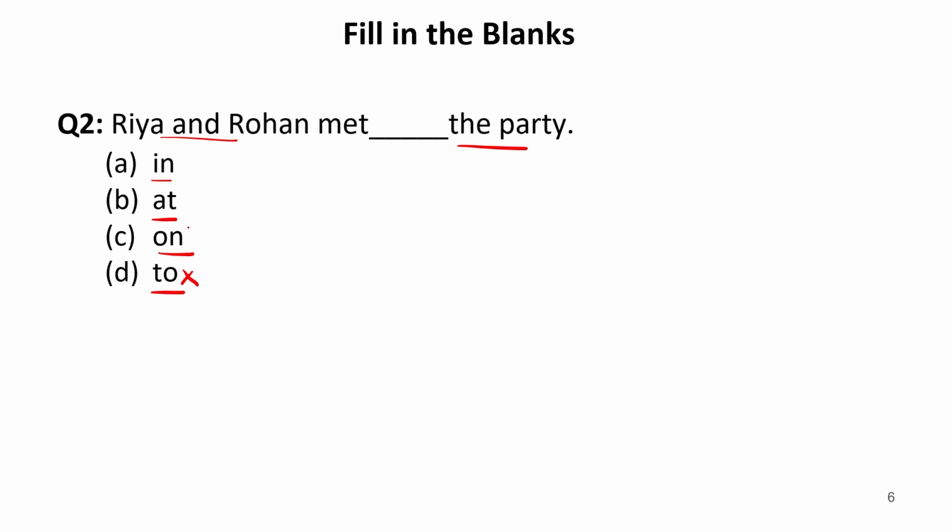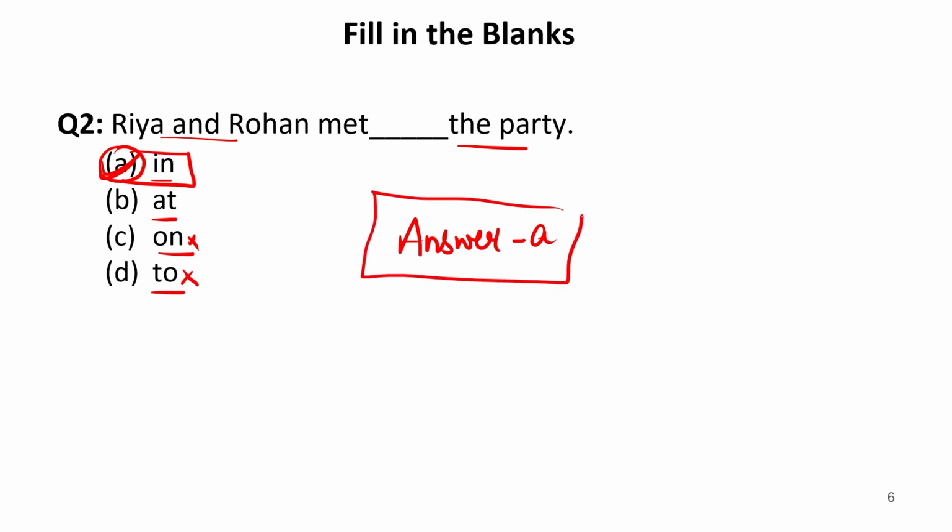On is used when the upper part touches the lower surface. They are in contact. So on cannot be used over here. On can be used like the cat is sitting on the table. So this is not correct. At the party, no, because at is used only for the place of target. For example, we can use at home like this. But here the most suitable preposition is in. Riya and Rohan met in the party. So our answer is A. A is absolutely the correct answer.